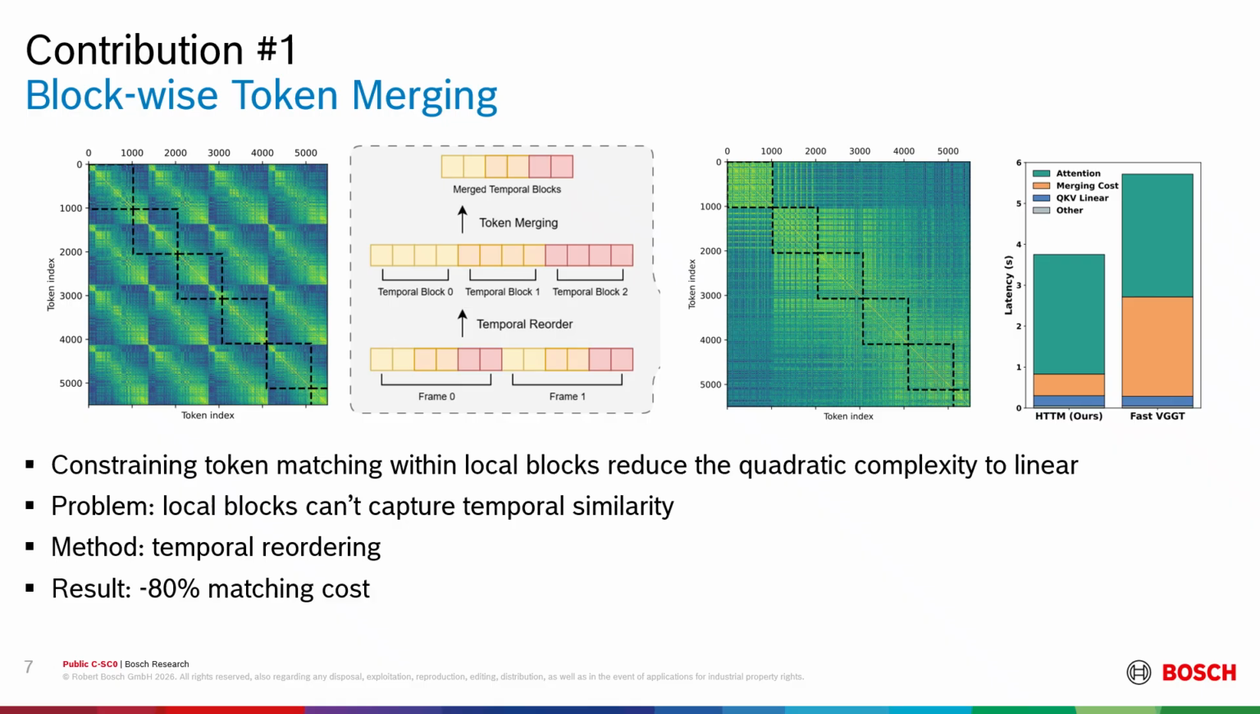We therefore reorder tokens before merging. We stack spatial blocks from consecutive frames together to form temporal merging blocks. In this way, within each block, tokens are likely to be similar both spatially and temporally. This preserves merging quality while reducing the matching cost by about 80%.